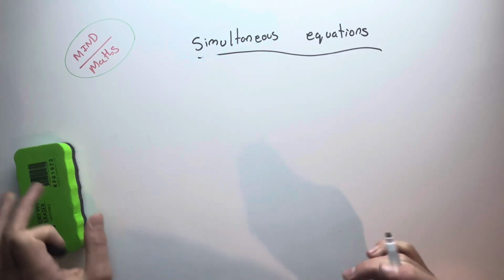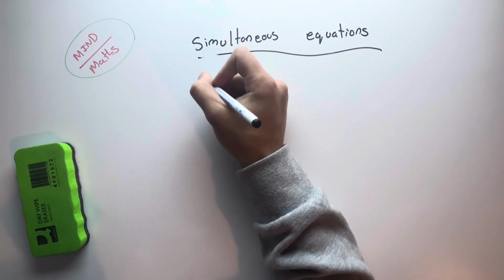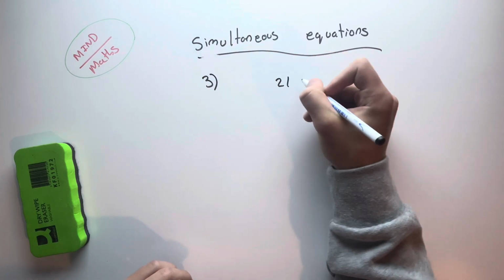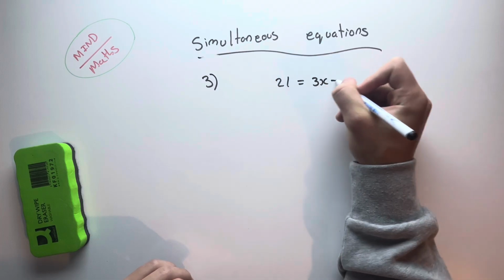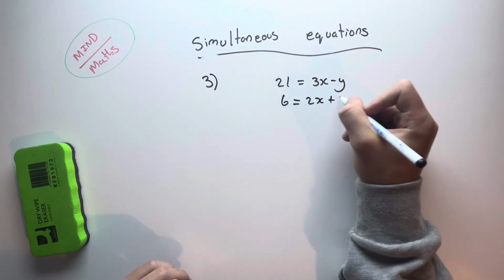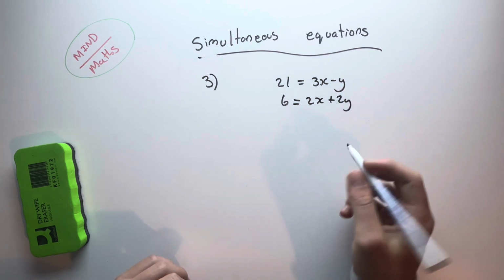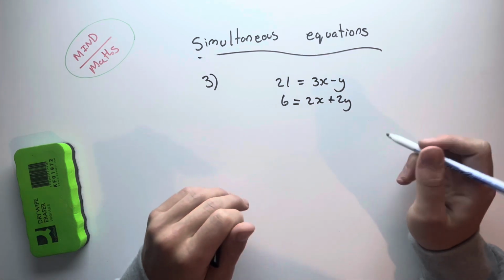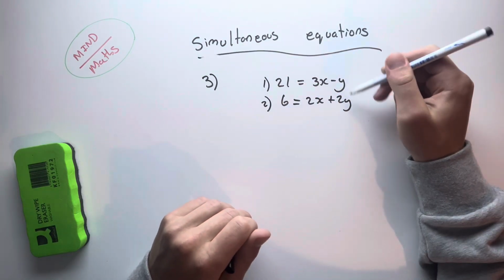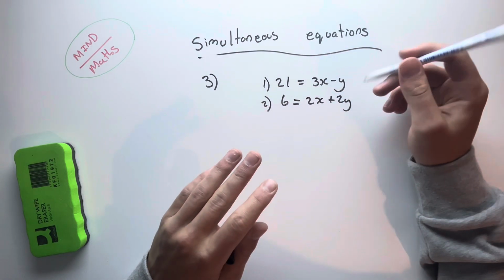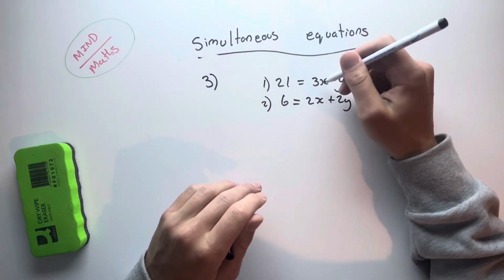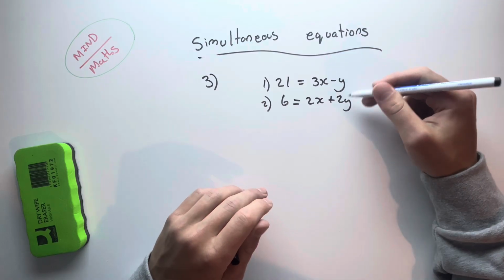Now, we are going to get a little harder here. So for question number 3, 21 is equal to 3x minus y, and 6 is equal to 2x plus 2y. So you'll notice in this simultaneous equation, when we label them 1 and 2, that there are no like terms. So the value in front of the x and y's for both of these two equations are not the same.